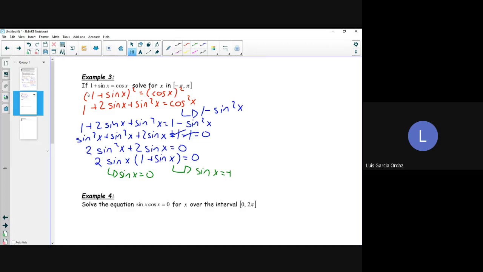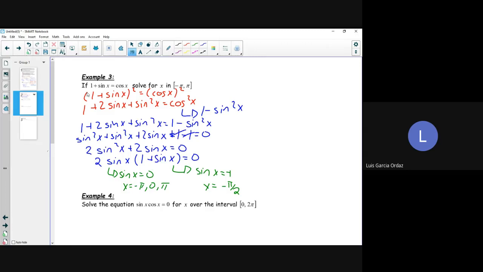So now again, all we're doing is using our unit circle to figure out where sine of x gives us 0. And based off the previous question, we know that sine x is equal to 0 when x is equal to negative pi, 0, and pi. And sine x is equal to negative 1 when x is equal to negative pi over 2. However, because we changed the nature of the question, we need to check that all roots satisfy the original equation.